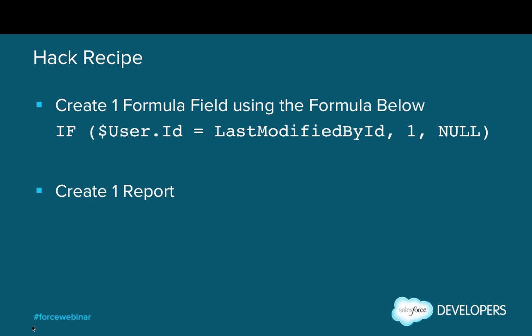So our hack recipe for this is we're going to create one formula field, and we're going to use the formula below. The formula below looks real similar to the one that we just had, except it's going to be an if statement that results in a number. So we're going to use the if and that global variable user ID equals, and then we're going to grab last modified by ID, which will be off the contact record. Then rather than saying true or false, we're actually just going to put a 1, or if it's not true, we're just going to leave it blank, and so we type in the word null, right? And then from there, we can use that formula field to create one report.